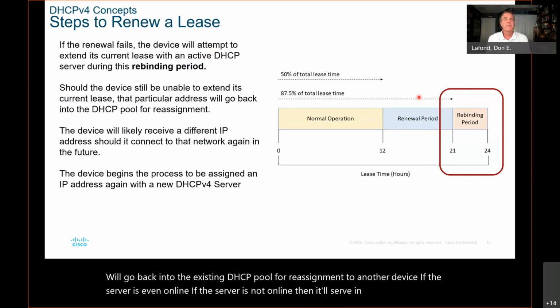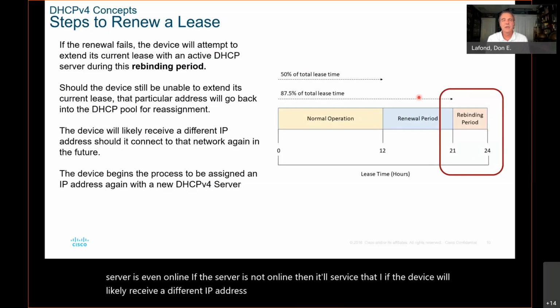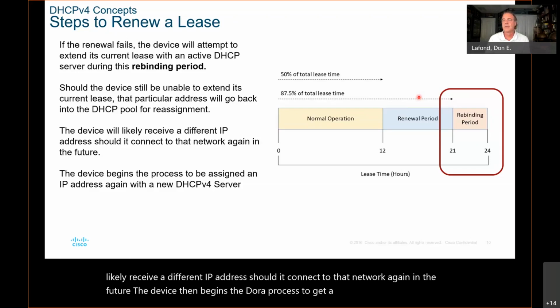The device will likely receive a different IP address should it connect to that network again in the future. The device then begins the DORA process to get a new DHCPv4 address from another location.